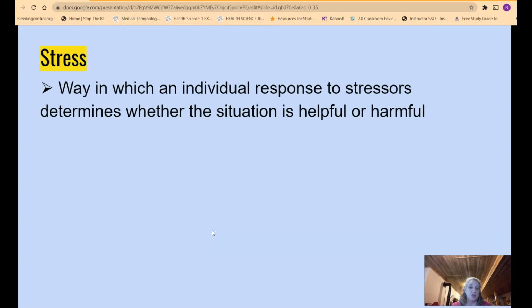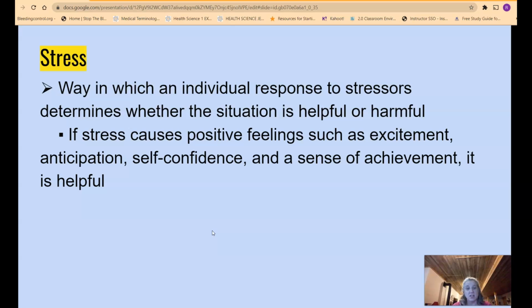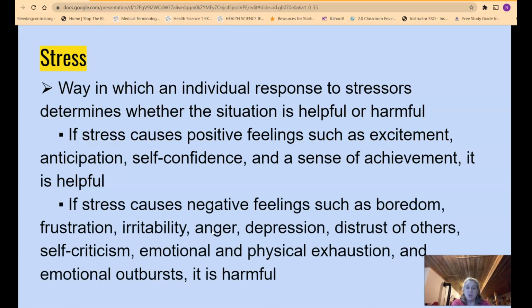Ways in which an individual responds to stressors determines whether the situation is helpful or harmful. If stress causes positive feelings, such as excitement, anticipation, self-confidence, and a sense of achievement, it is helpful. If stress causes negative feelings, such as boredom, frustration, irritability, anger, depression, distrust of others, self-criticism, emotional or physical exhaustion, and emotional outbursts, it is harmful.